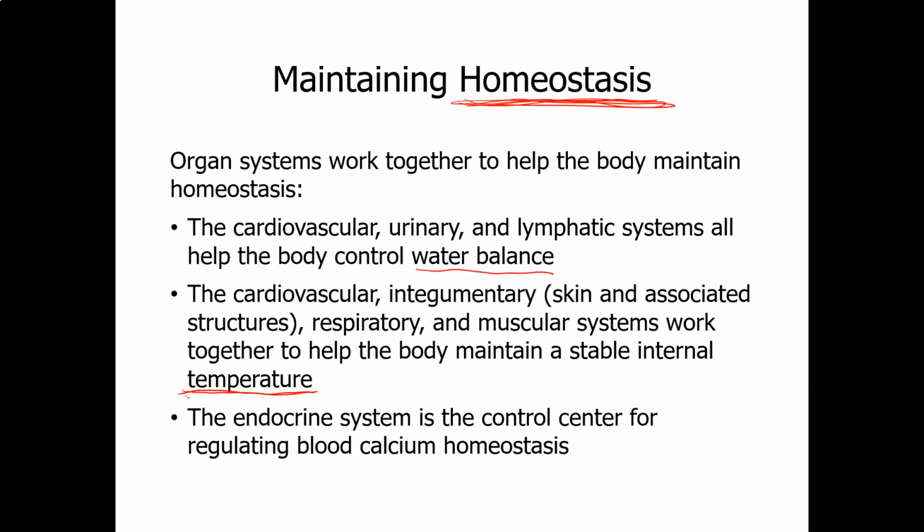It can be things like your heart rate, your blood pressure, your breathing rate. These are conditions that need to be kept within a very narrow range. They don't need to go too high, they don't need to go too low. So the main jobs of all of our body systems are to work together to help the body maintain homeostasis.